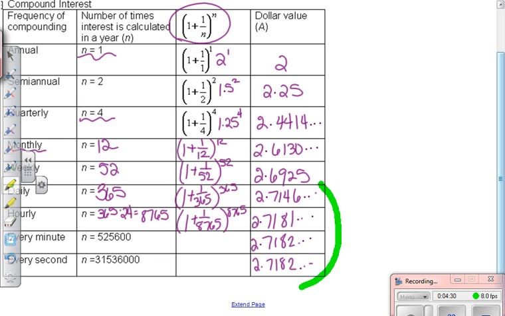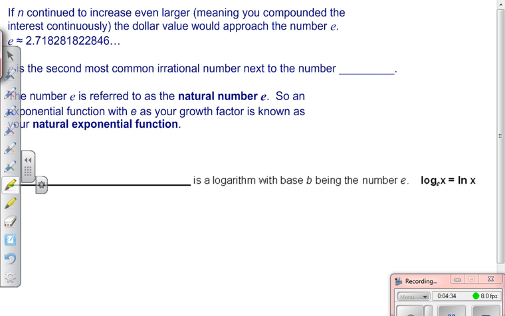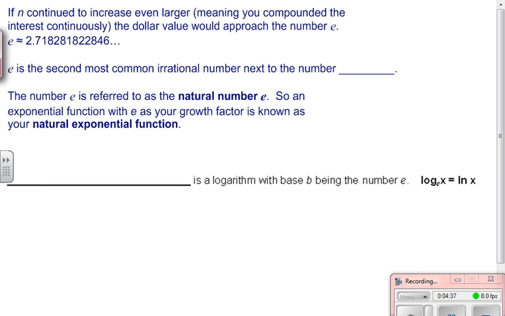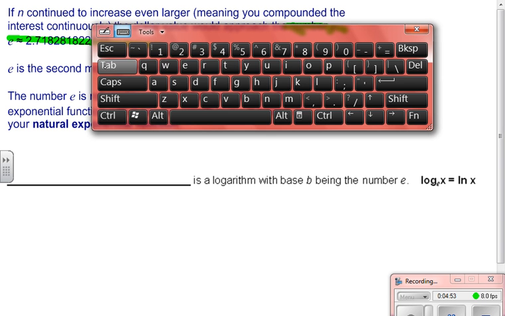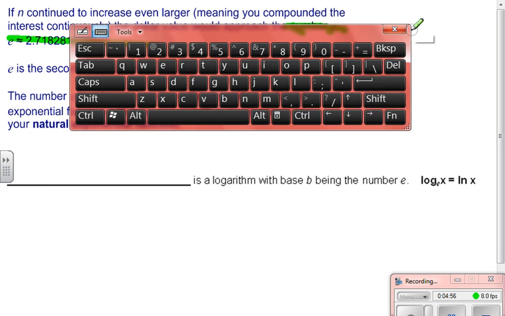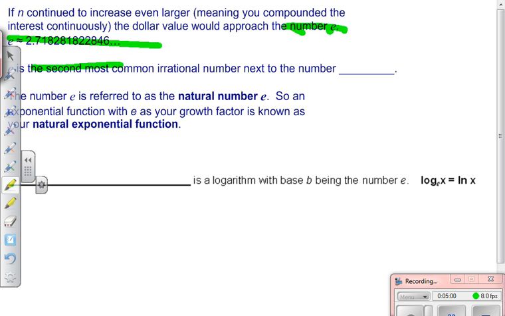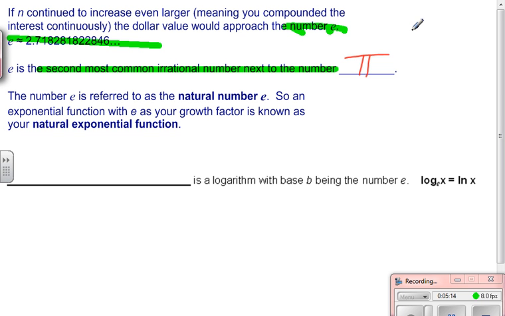What's special about where this levels off and where it really quits growing for all intents and purposes, if n continued to increase even larger, compounded continuously, the dollar value would approach the number e, which is this non-repeating decimal. It's the second most common irrational number next to our favorite, which is pi. Remember, irrational numbers are non-repeating decimals. So the number e is referred to as the natural number e. So an exponential function with e as your growth factor is known as your natural exponential function.